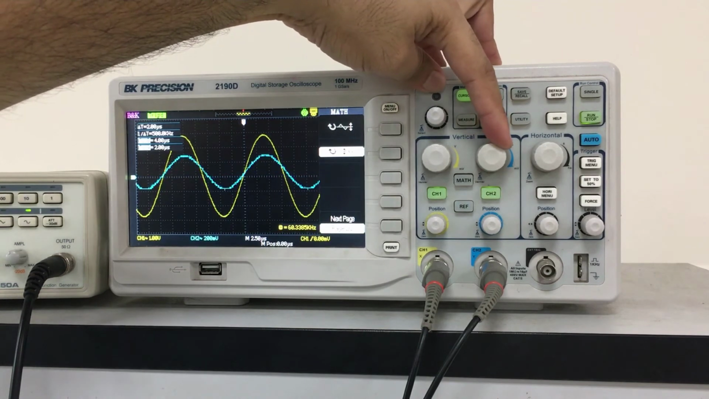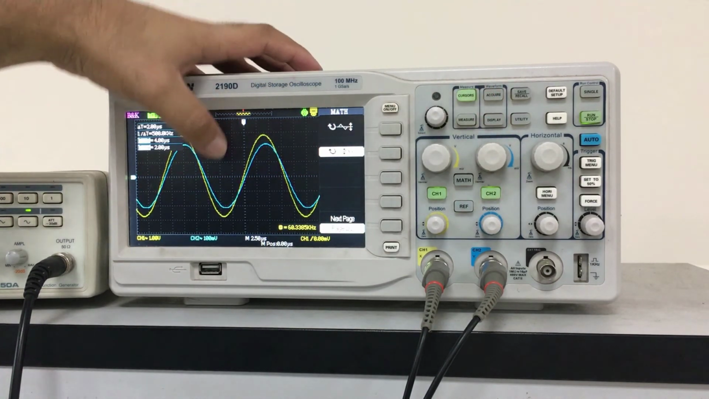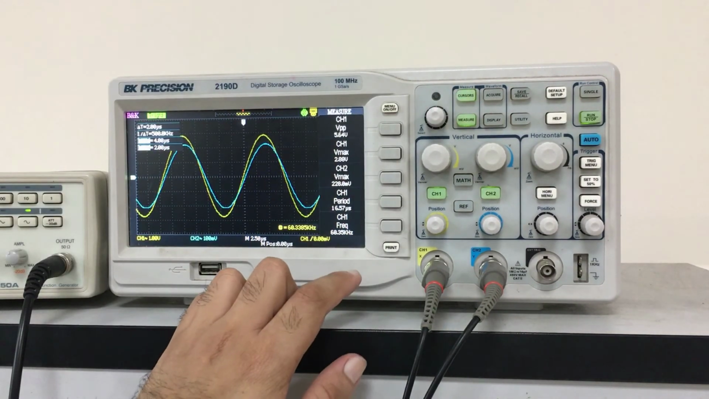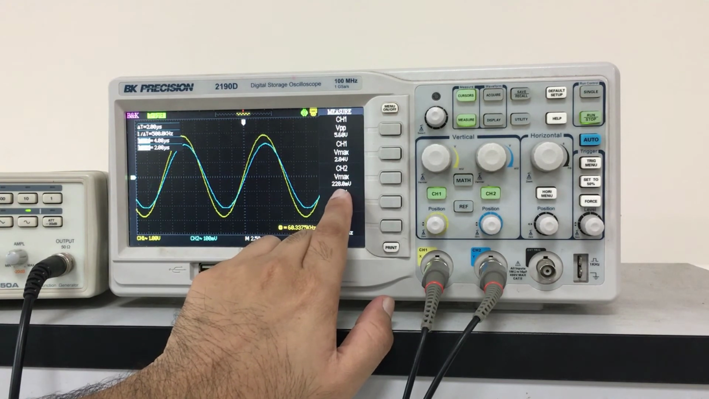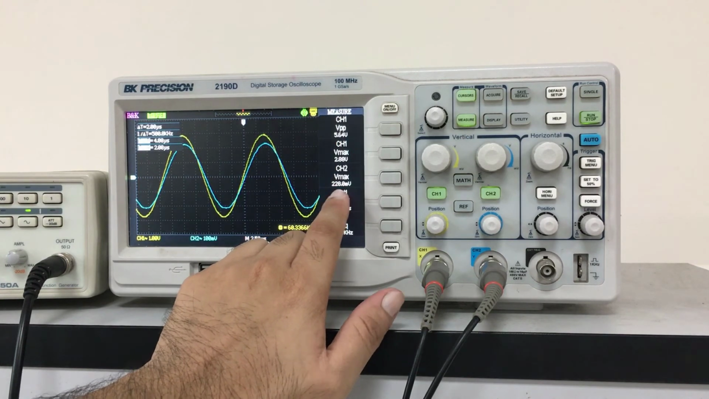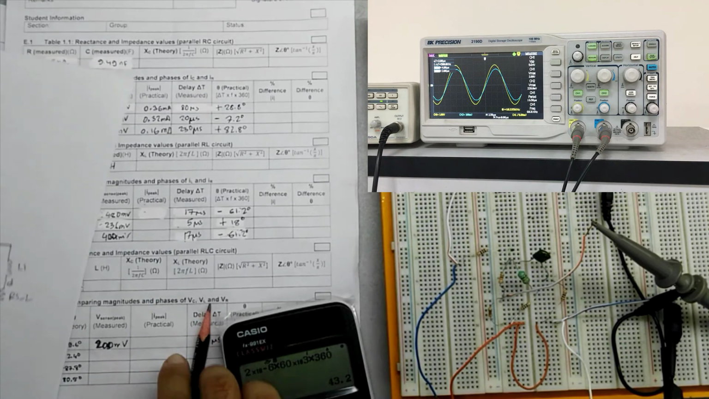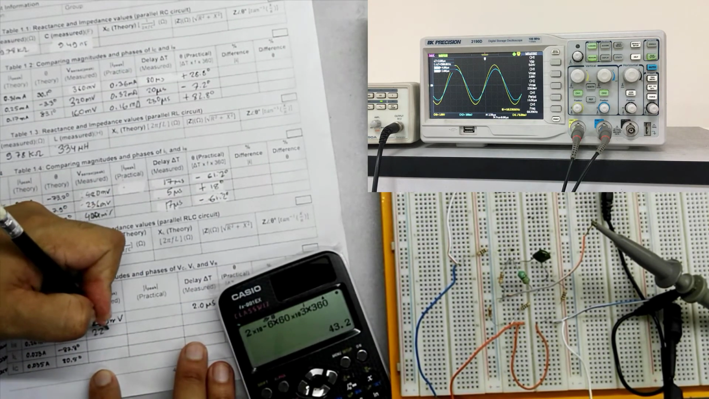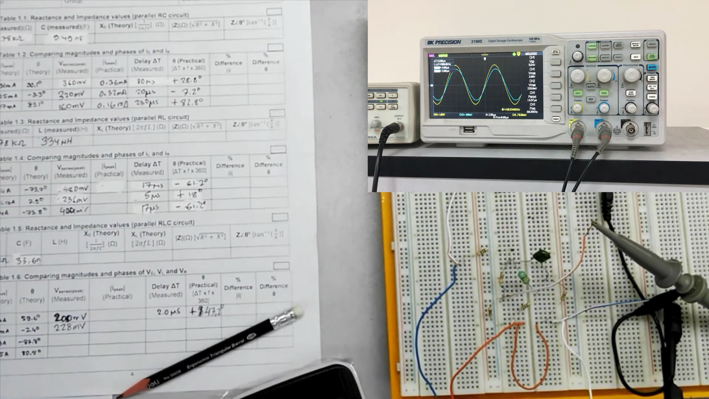Channel 2 is small, so I change the volt per division to cover maximum area. I go to measure. I see that the channel 2 Vmax reading is shown here, 228 millivolt. This is the reading for the RSR peak voltage. So we'll record that here. 228 millivolt.